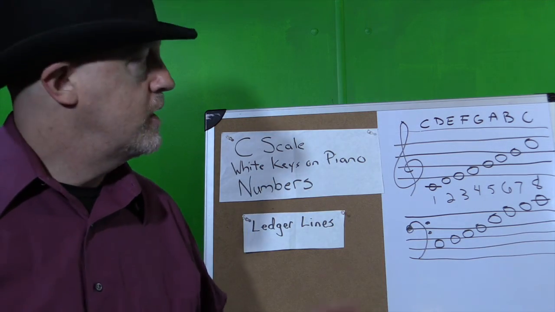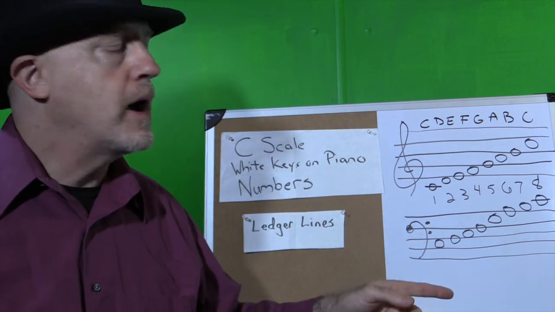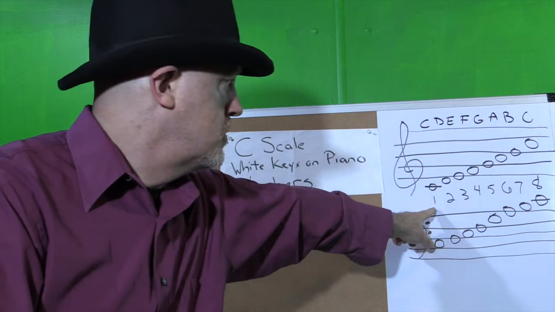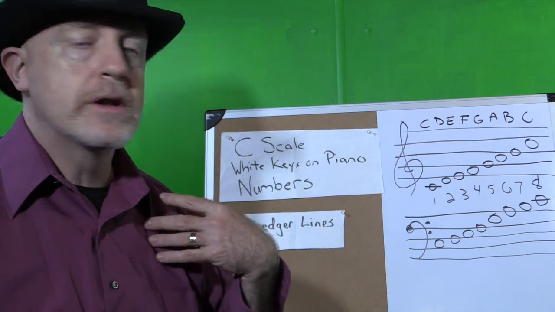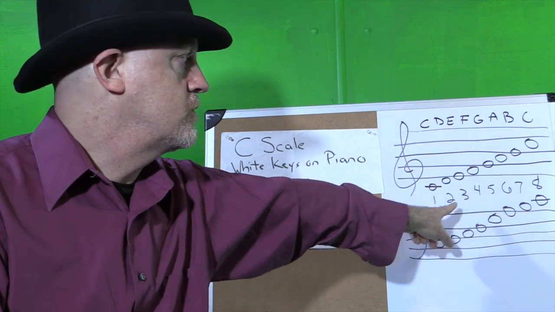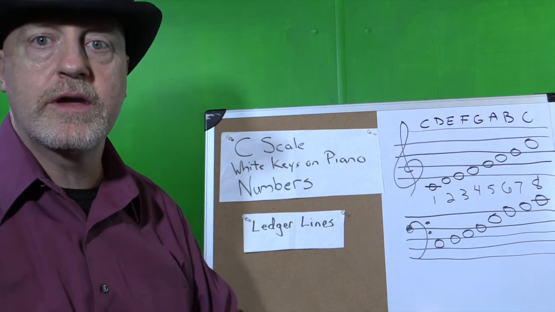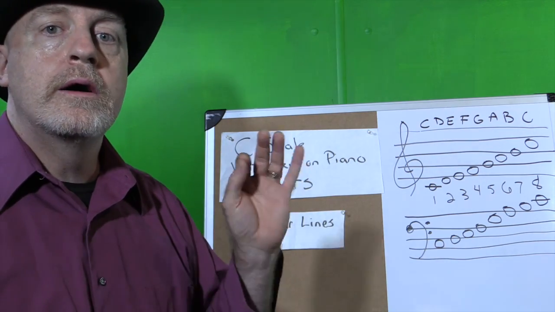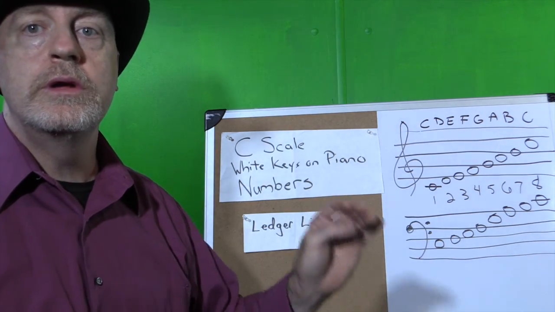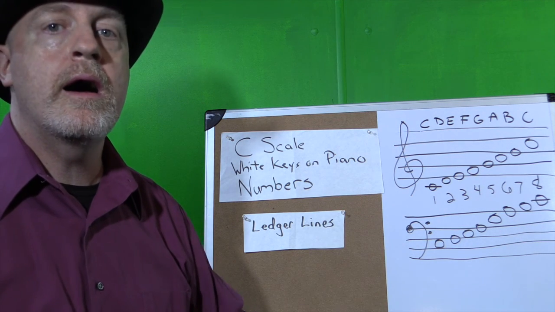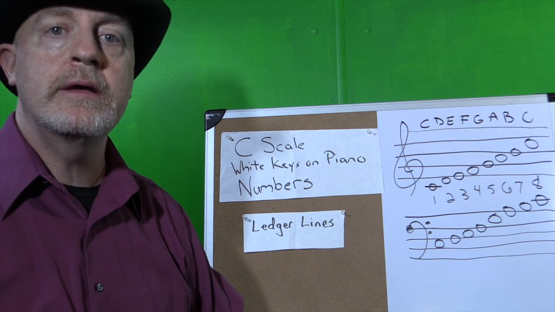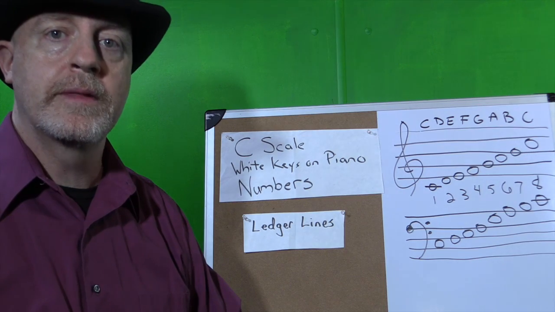And another way that is good for us to think about scales is with numbers. Alright? So I'm going to go ahead and sing those numbers as I go up the scale. 1, 2, 3, 4, 5, 6, 7, 8.